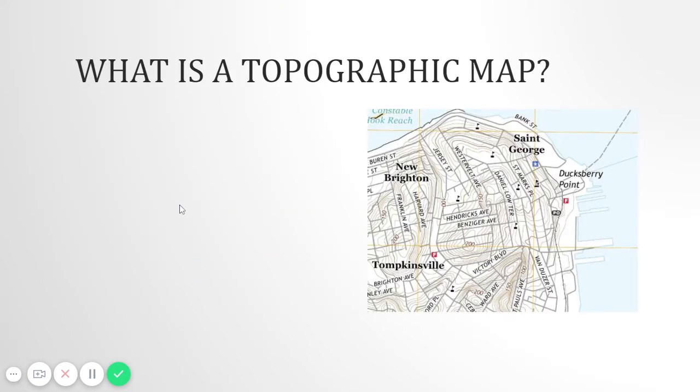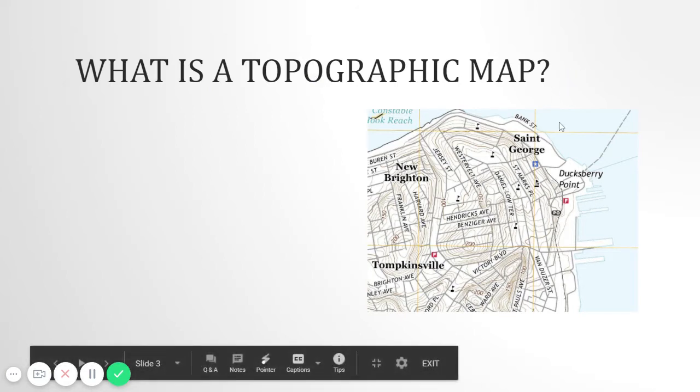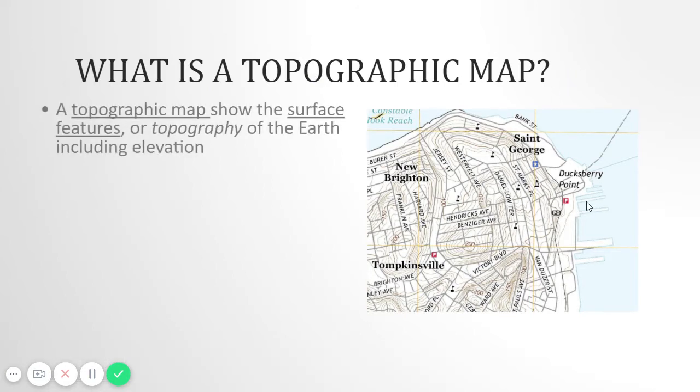First thing we want to think about is just what is a topographic map. So here is the topographic map of the area. It shows the surface features or topography of the earth, including elevation.